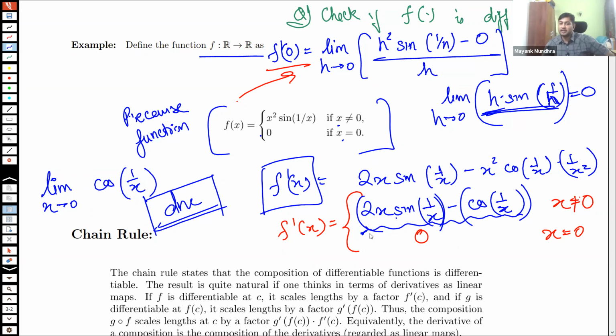Okay, so the limit of f prime x will not exist because this thing is going to 0, whereas this thing is an oscillating function. I showed you this graph.